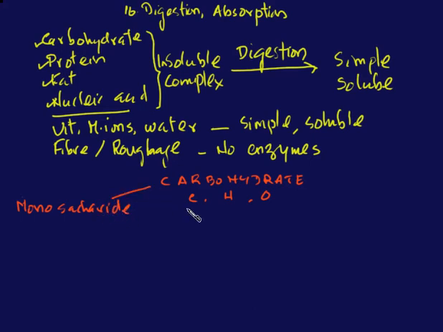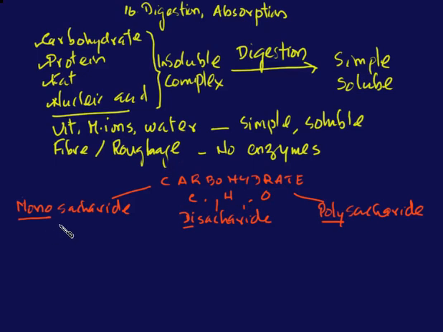So during digestion, all carbohydrates are digested to monosaccharide. This is known as the disaccharide. And the third one is called polysaccharide. Right? Poly means many, di means two, mono means one. This is the simple form.